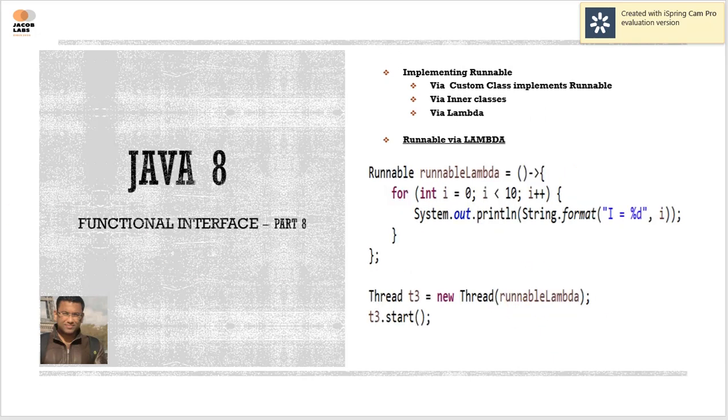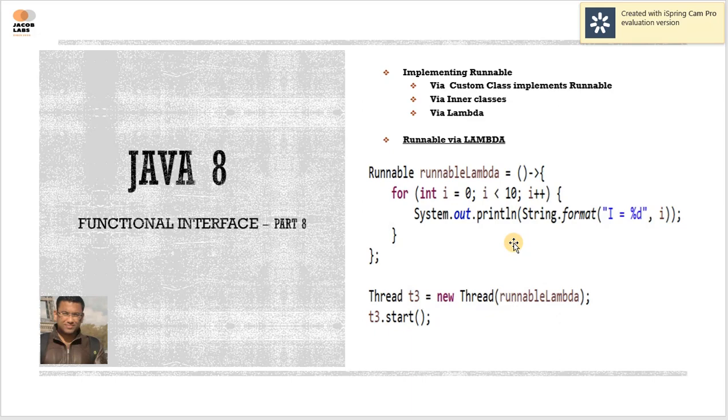Now, let's see the final and the third way where we implement the Runnable via lambda. This is one of the most efficient and the most concise ways of implementing a Runnable. Here we have the Runnable interface, and here I am overriding or giving definition to the run method.